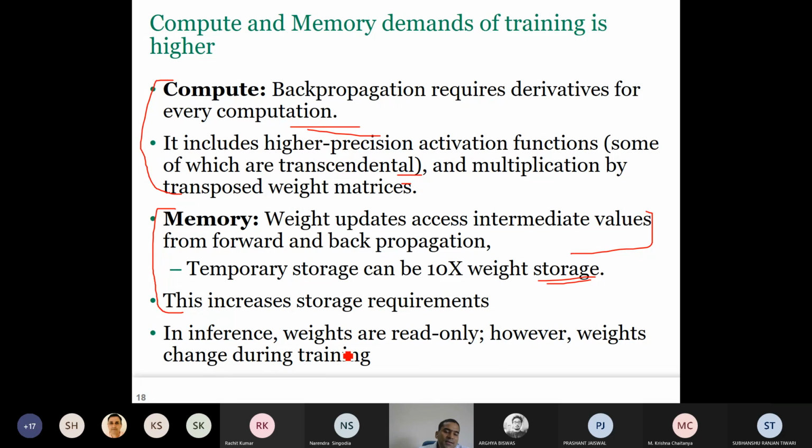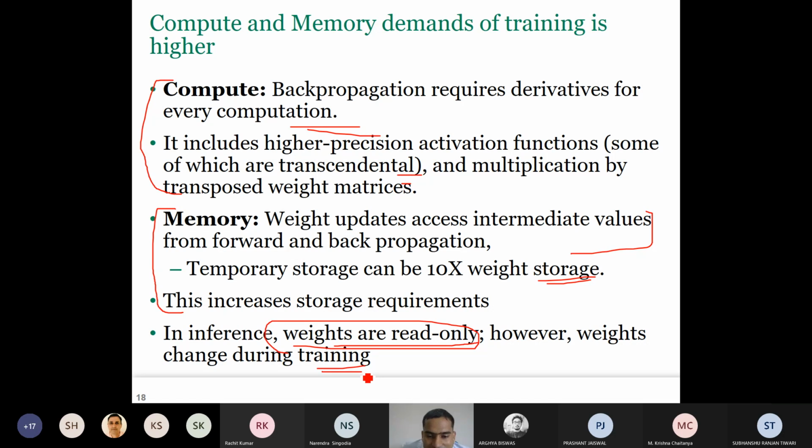Whereas in inference, weights don't change. This is another important property. If you're designing, suppose, an accelerator just for inference, you know that the weights are not going to change. This can help you optimize your accelerator design. However, weights do change during training.